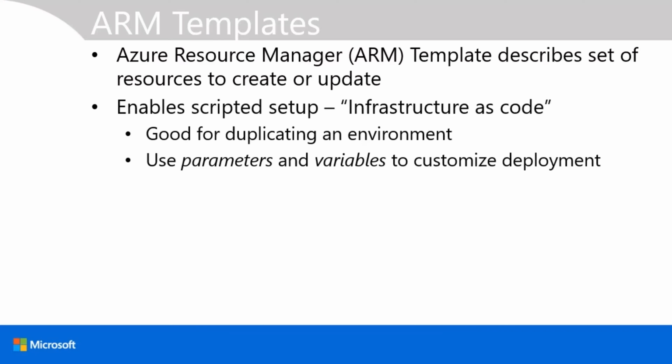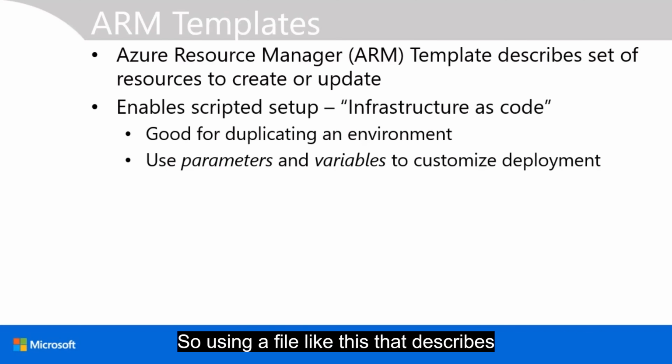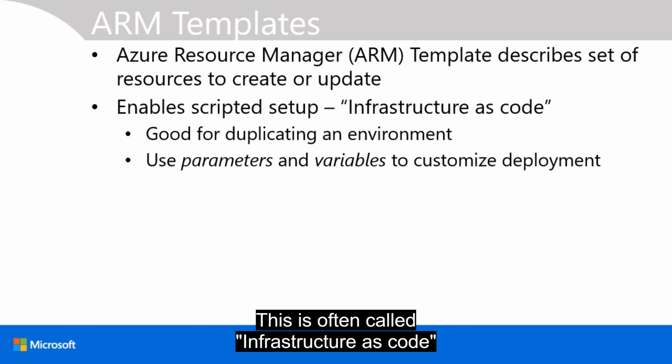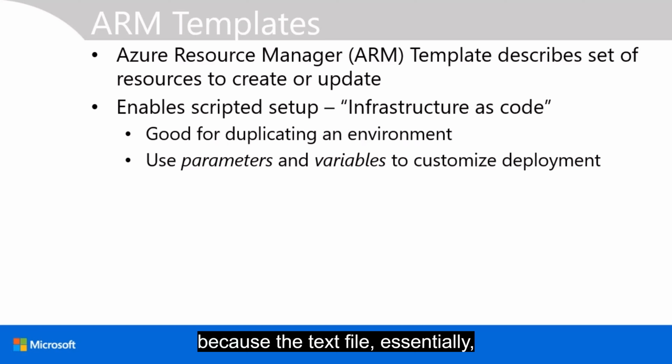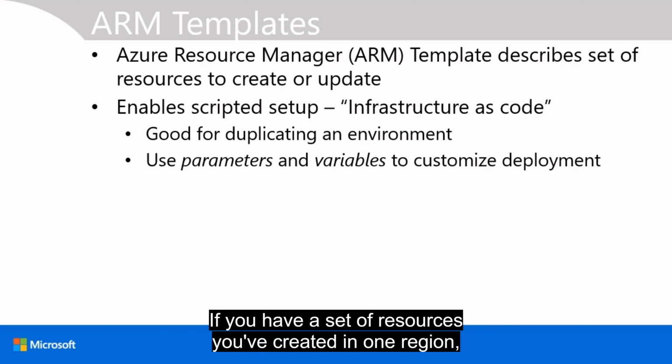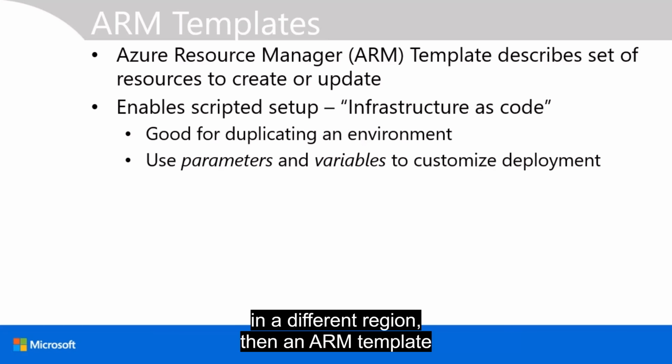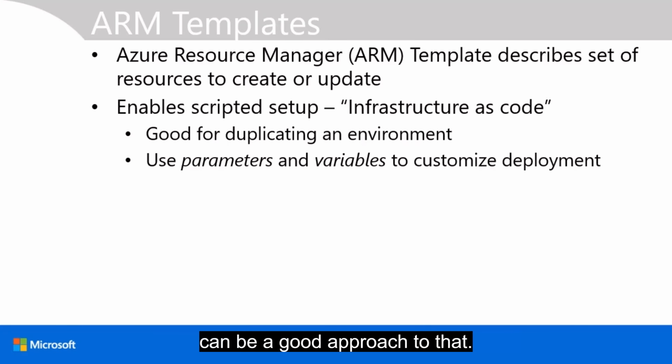So using a file like this that describes a resource deployment enables this idea of a scripted setup. This is often called infrastructure as code because the text file essentially is some instructions to Azure about how to create some infrastructure. So creating a file like this is great for duplicating an environment. If you have a set of resources you've created in one region, and you need to duplicate those resources in a different region, then an ARM template can be a good approach to that.